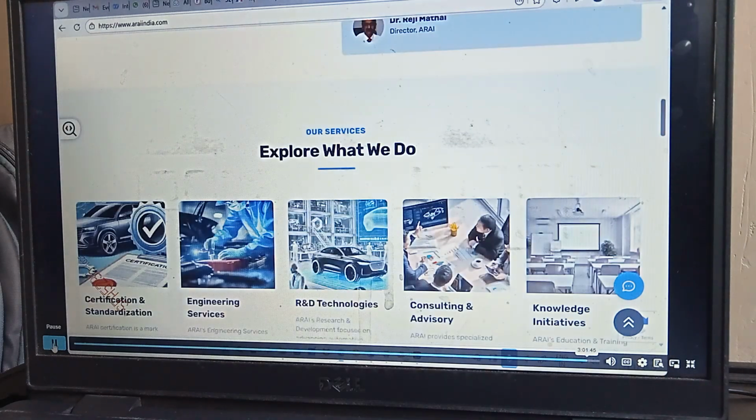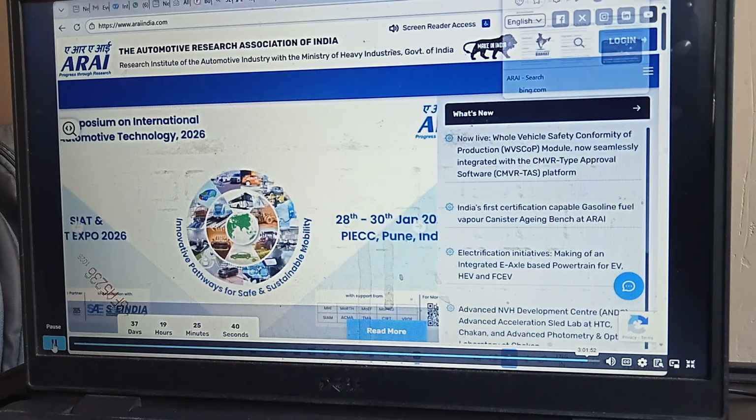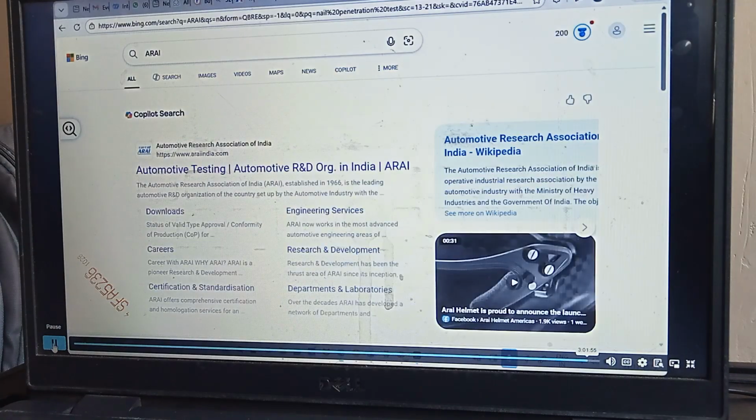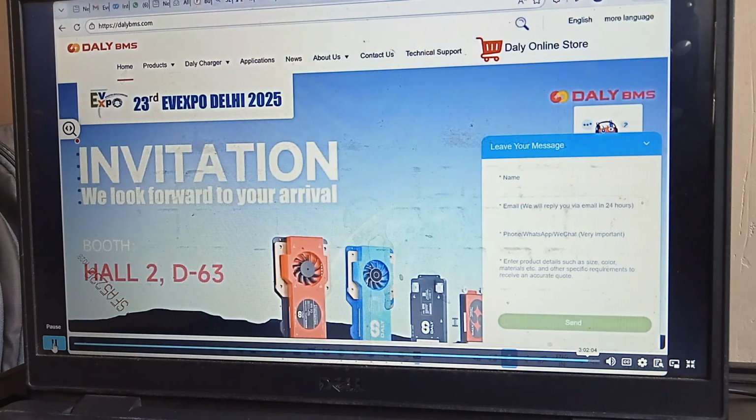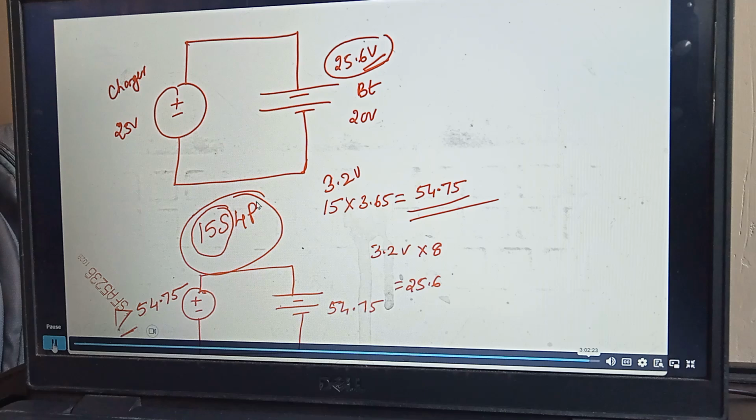This website you can look at to see how to make a battery pack. These things are available in this link. You can enter for all these things, but this is only for solving the problems in battery design.